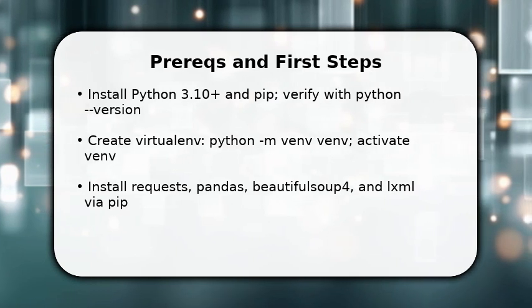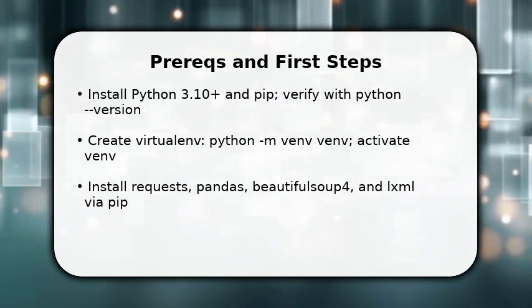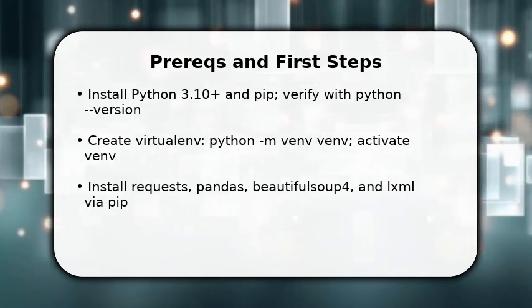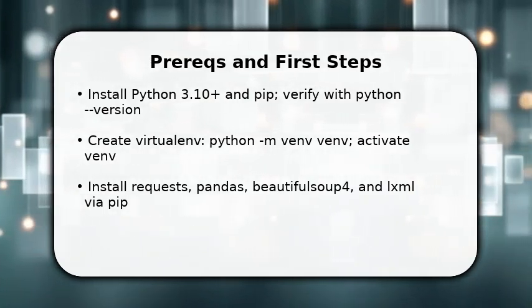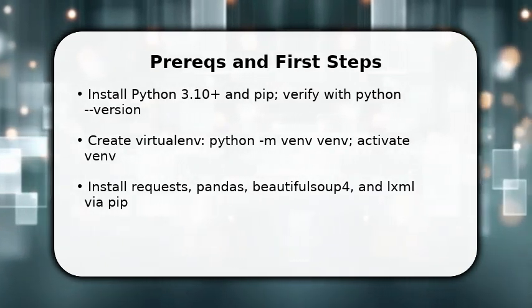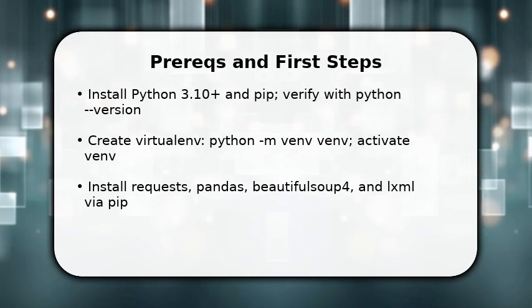Next, set a clear target URL or API and acquire any API keys you need. Store them in environment variables, not in code. Make sure to test a single HTTP GET manually, so you confirm connectivity before automating further.